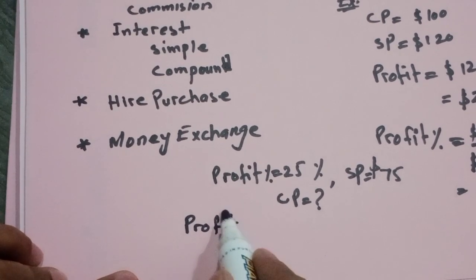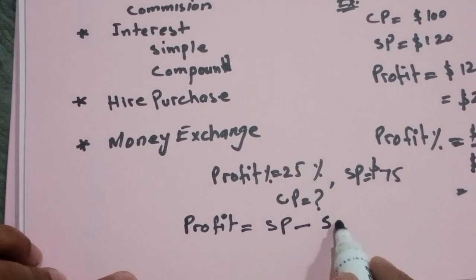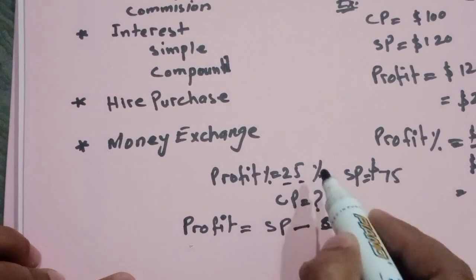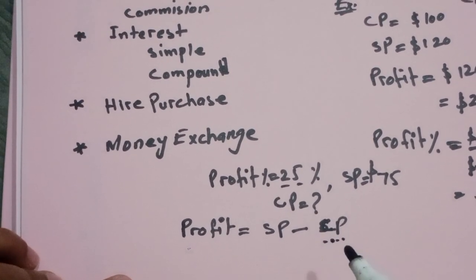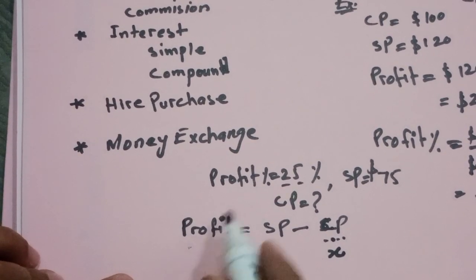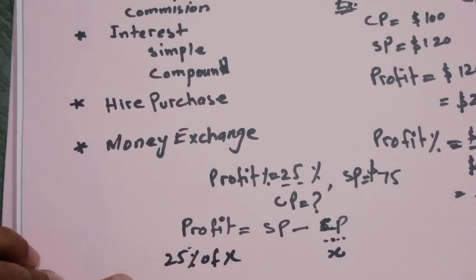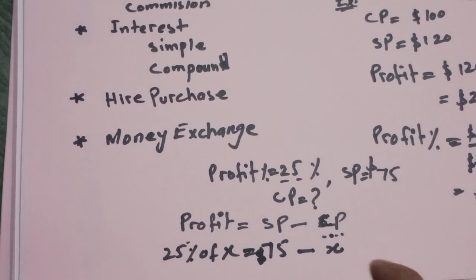as we have already discussed, profit is based on what? Profit is based on your cost price. The profit is 25%, so this 25% is of which value? 25% of your cost price, which we don't know. So if I assume your cost price is X, then 25% of X is equal to the sale price, which is $75, minus the cost price, which we suppose is X dollars.